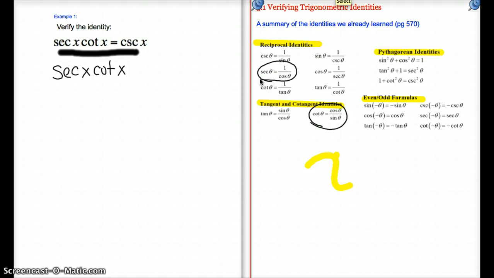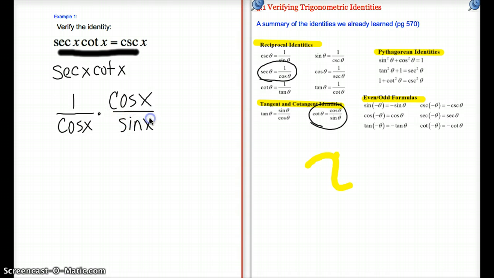So I'm going to use these two trig identities to help me manipulate the left side of the equation. I'm going to take secant of x and change it to 1 over cosine of x. And I'm going to take cotangent of x and change it to cosine of x over sine of x. I'm simply replacing with equivalent values. Now I see some simplifying that I can do. I can simplify by canceling a cosine of x from top and bottom. I now have the expression 1 over sine of x.